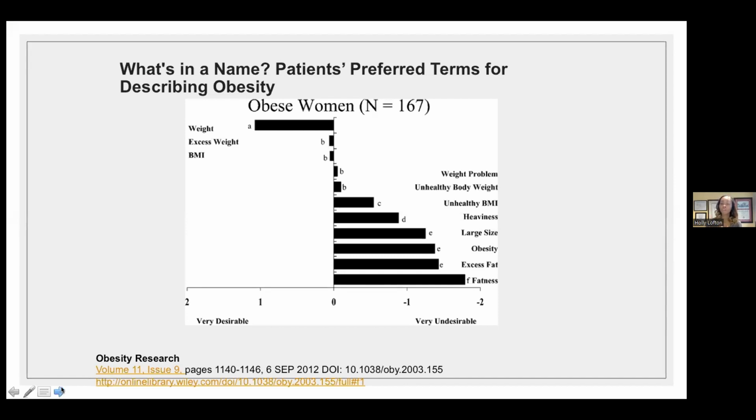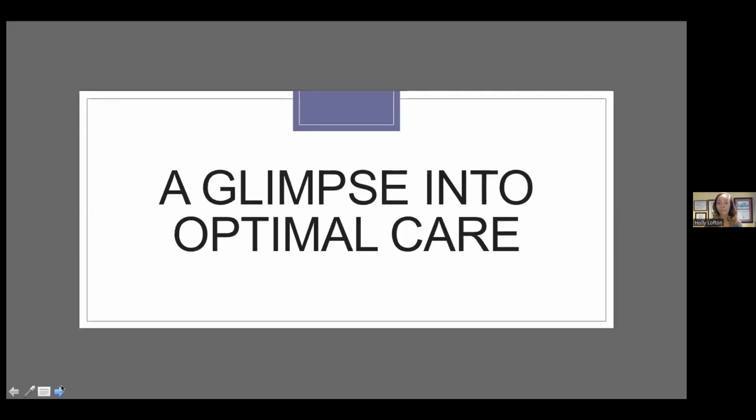And these women with obesity prefer to use the term weight rather than other terms such as heaviness, obesity, excess fat. So when talking to patients, I ask them, how do you feel about your weight? I don't say, how do you feel about your large size or your obesity? Because that tends to stigmatize patients. Similar outcomes came with men. I'll just say that in the same study.